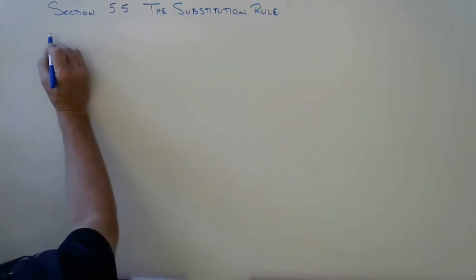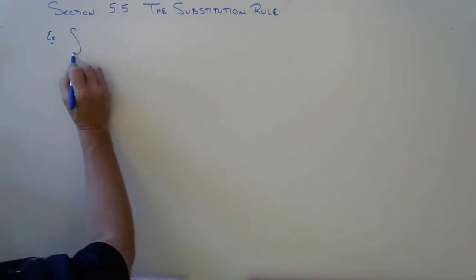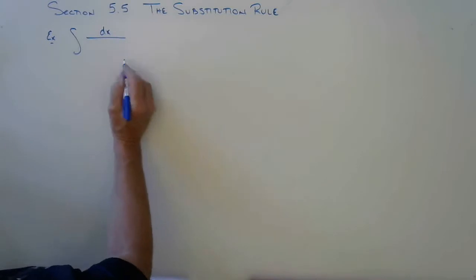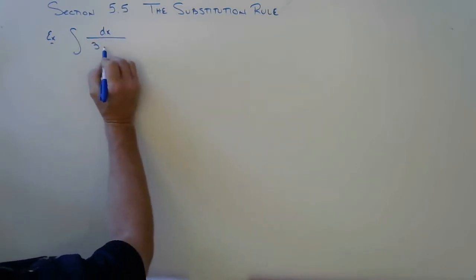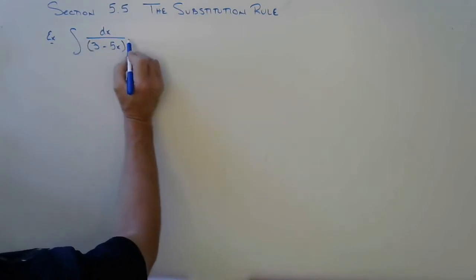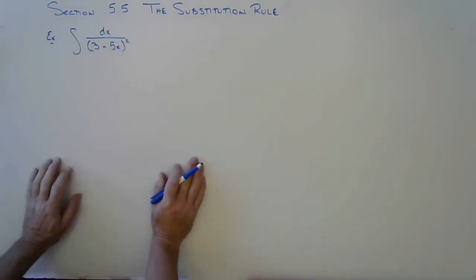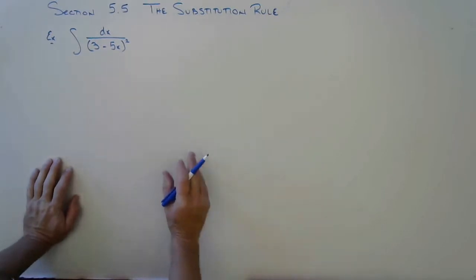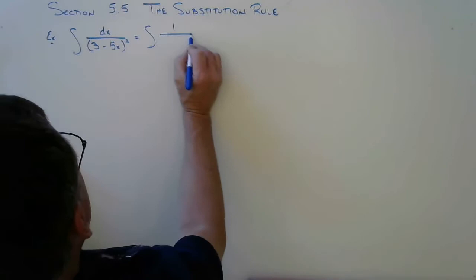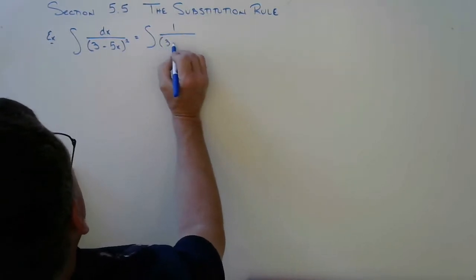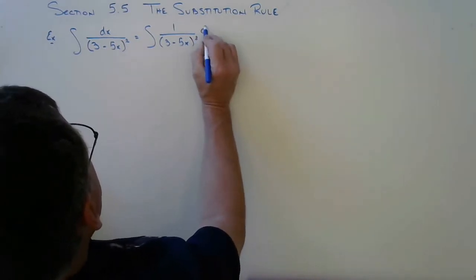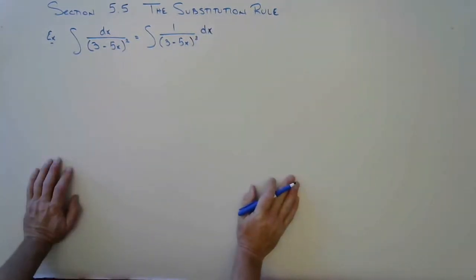Okay, let's say that we're going to integrate dx divided by 3 minus 5x, and we're going to square that. Now when we look at this, we could rewrite this. There's no need to rewrite it like this, but you could if it makes it easier for you to see what's happening. We could rewrite it like this.